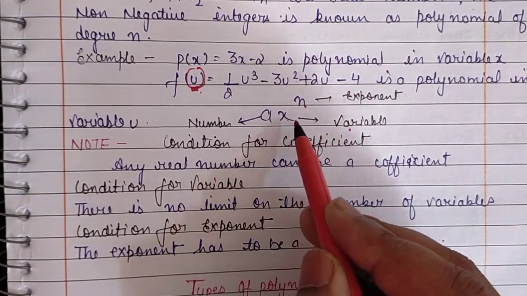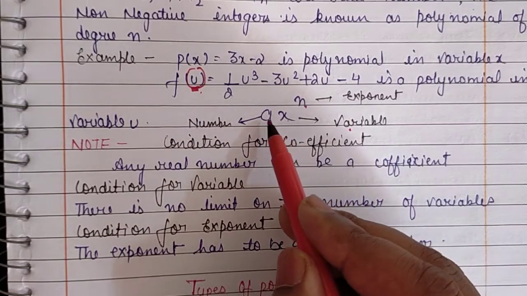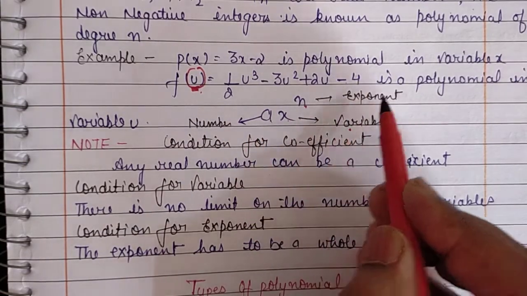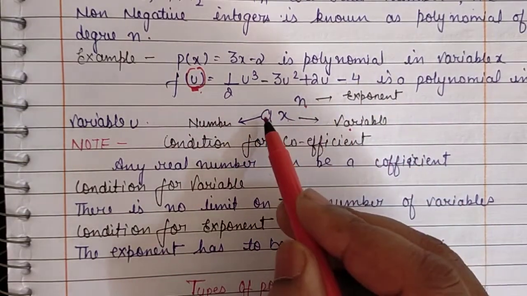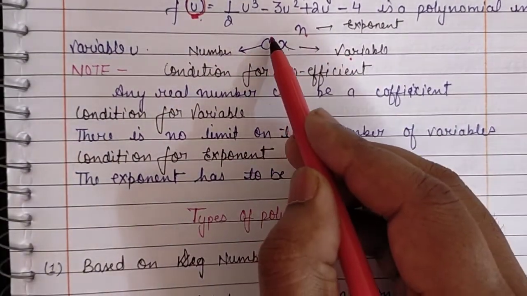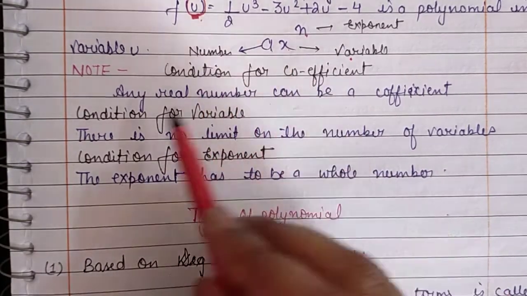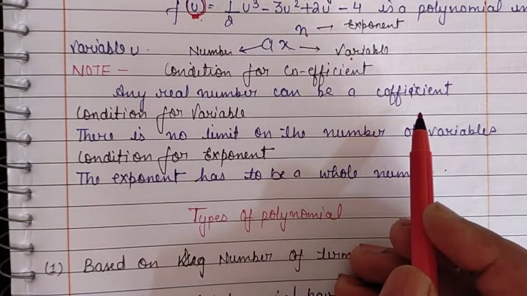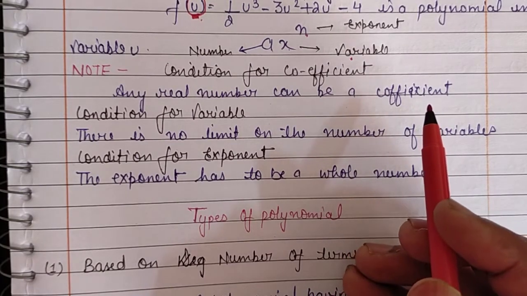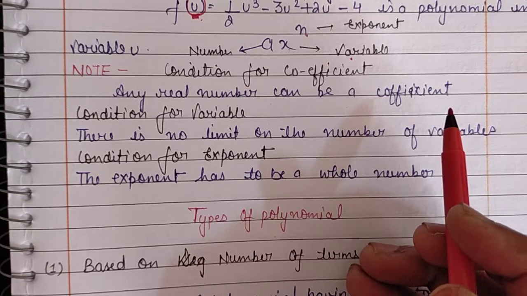As we know, a term consists of three things: the number, the variable, and the exponent. So what are the conditions for these? Here a is called the coefficient. What are the conditions for a coefficient? Any real number can be a coefficient. You take any real number and all those real numbers we consider as a coefficient.